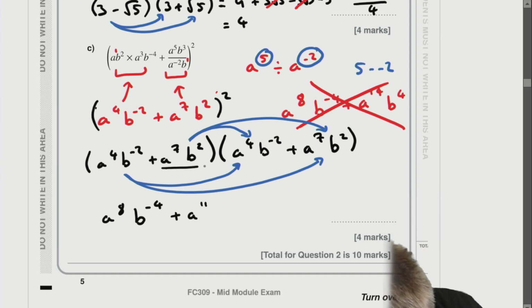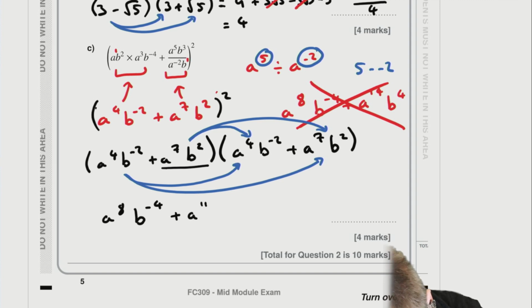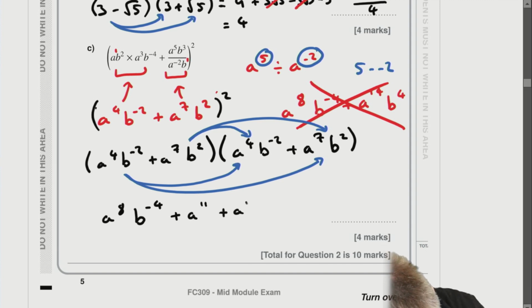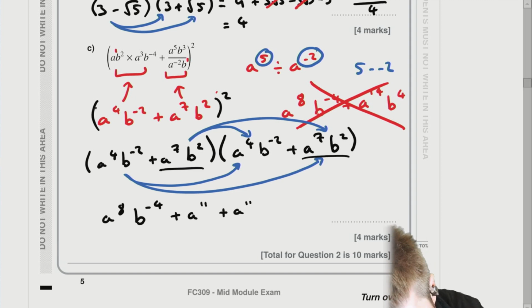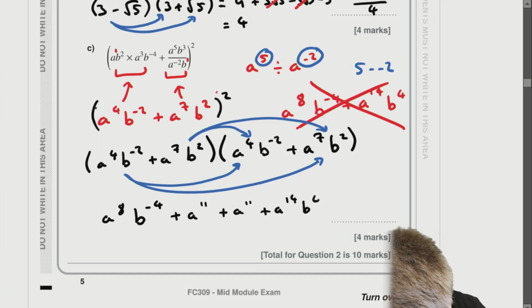Then if I consider the rest, so a to the 7 b squared times a to the 4 b to the negative 2, that's going to give me another a to the 11. And then finally, a to the 7 b squared times a to the 7 b squared. Well, a to the 7 times a to the 7 is a to the 14. And b squared times b squared, that's going to give me b to the 4.